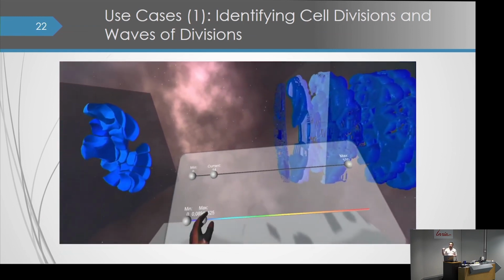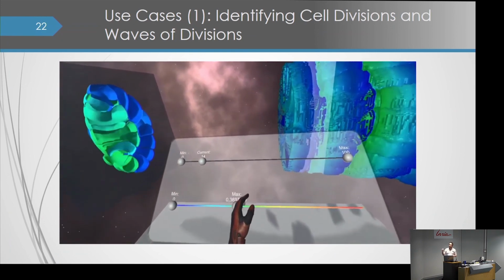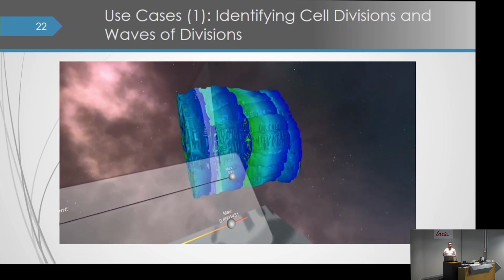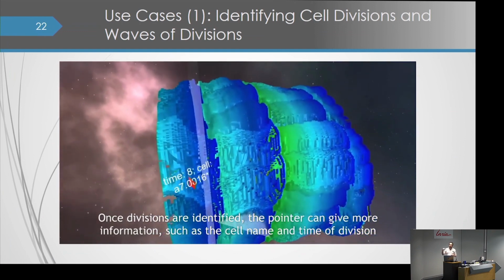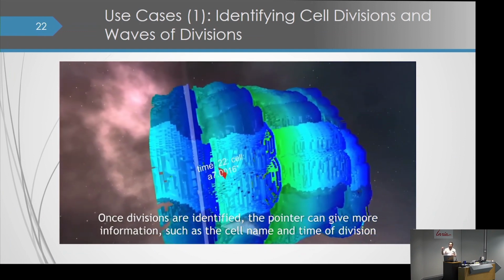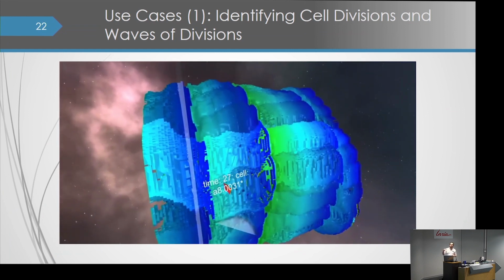And from here, since we know at which time the cells will divide, a lot of cells will divide, we can approach the 3D structure with a detail-on-demand approach to find the information, the identifier or other information on the dividing cells.